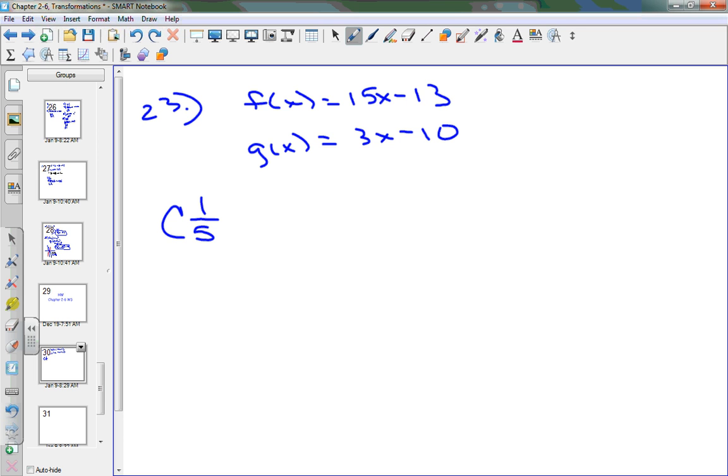Then how am I going from negative 13 to negative 10? Oh, negative 13 is down here. Negative 10 is up here. So be very careful. We're going to add 3, which means we're going up 3 units.